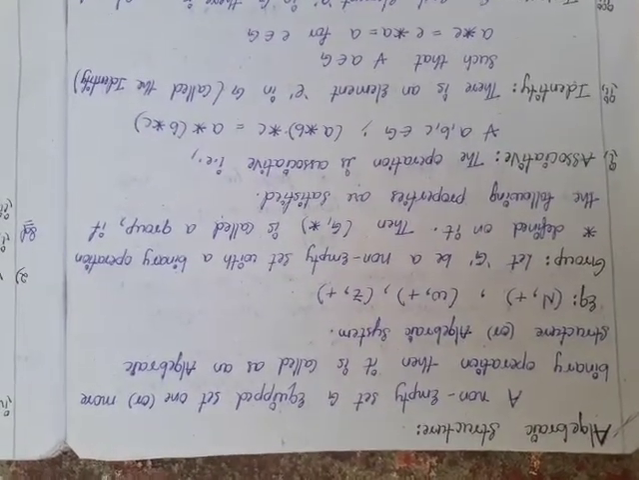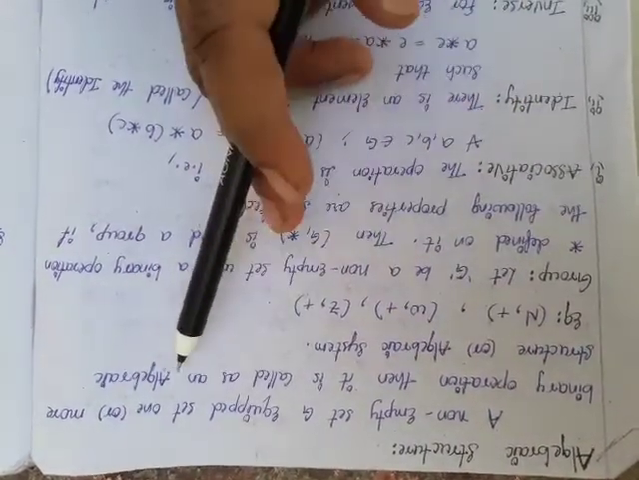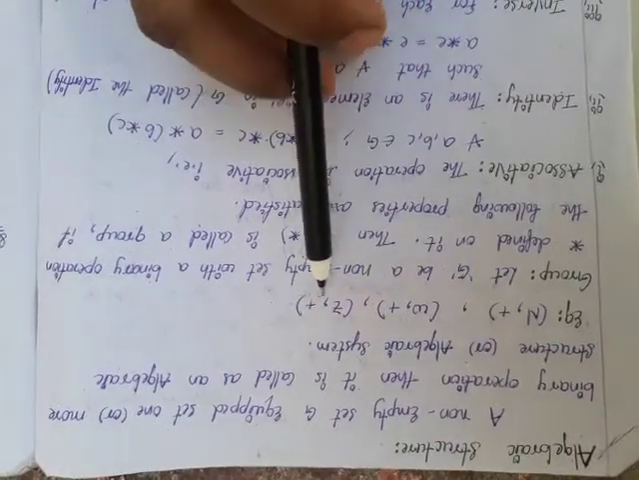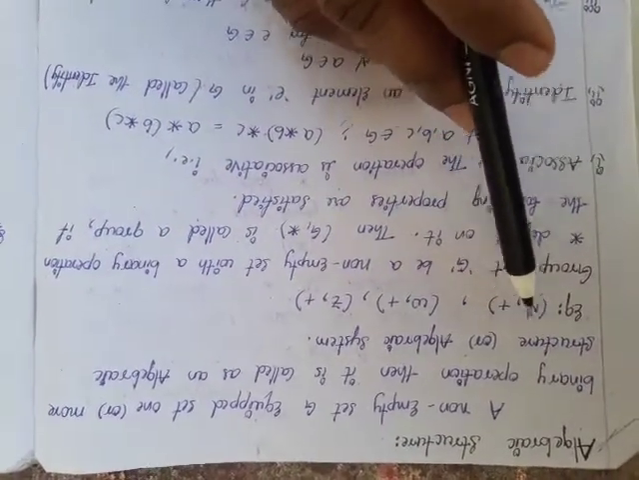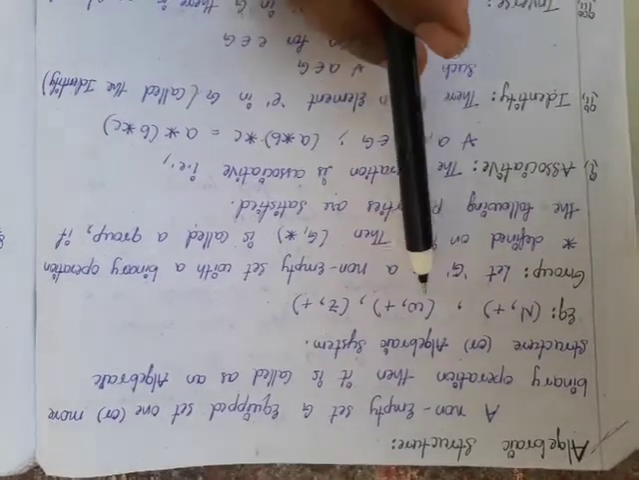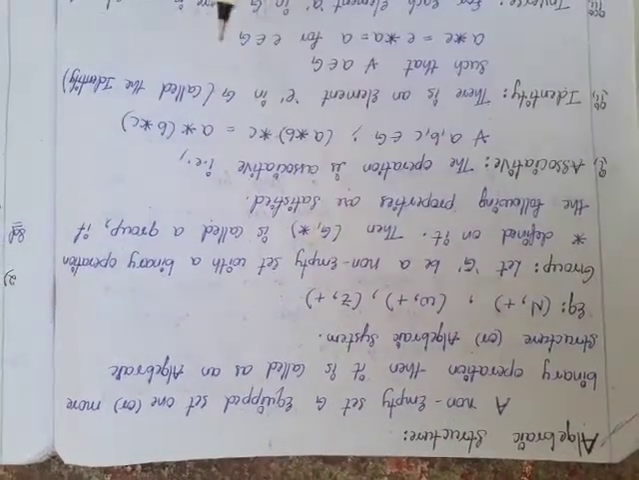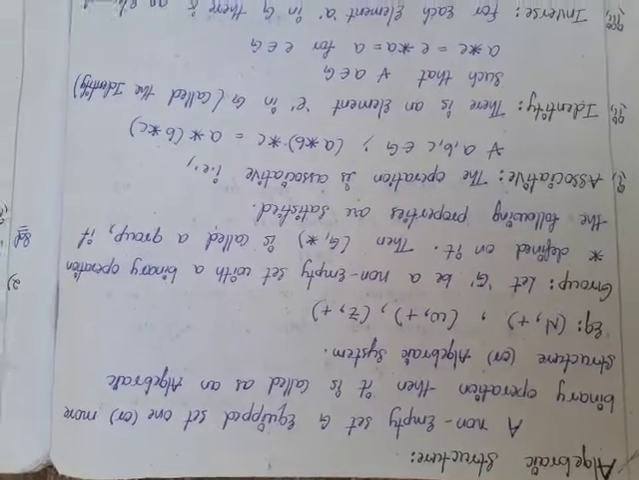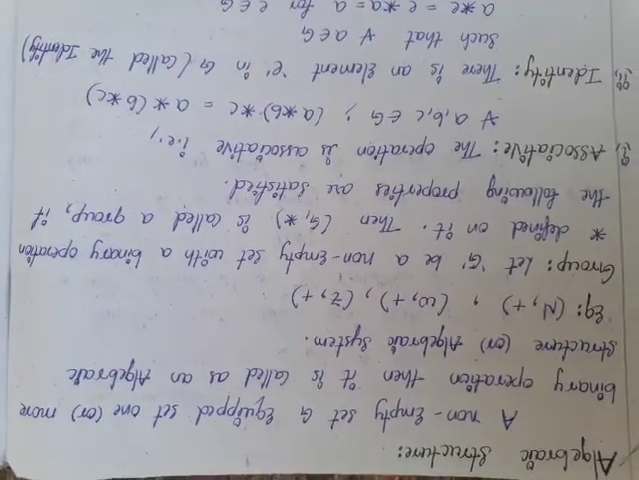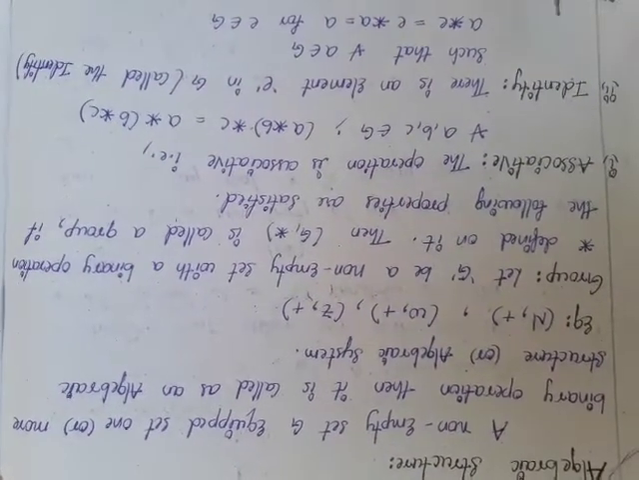Next, algebraic structure. If a non-empty set capital G is equipped with one or more binary operations, then it is called an algebraic structure or algebraic system. Example: N, plus; W, plus; Z, plus. Here plus is a binary operation on capital N. What is capital N? Natural numbers, starting from 1, 2, 3 and so on. What is W? Whole numbers: 0, 1, 2, 3, 4 and so on. What is capital Z? It contains positive numbers, negative numbers, including 0. So plus is a binary operation on capital N, capital W, capital Z. Therefore N, plus is an algebraic structure, W, plus is an algebraic structure, and Z, plus is also an algebraic structure.